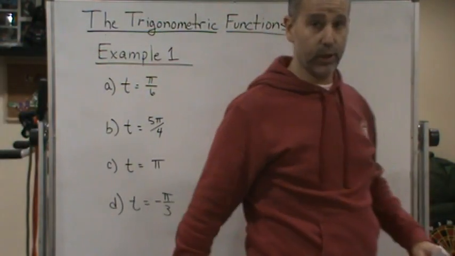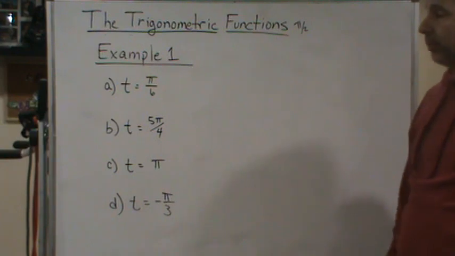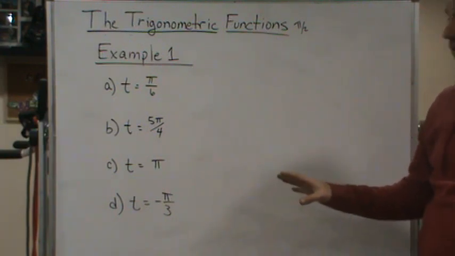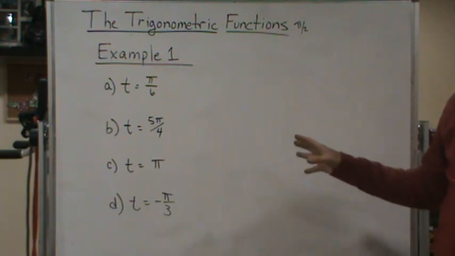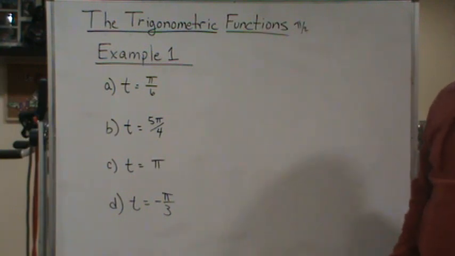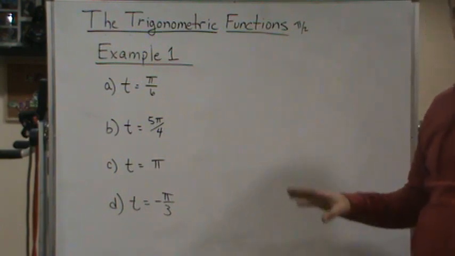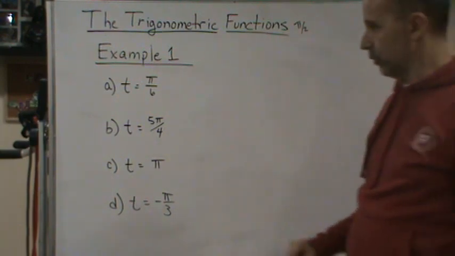Okay, welcome back. Now we're going to do an example of applying what we know about the unit circle and the definition of the trig functions. For each one of these parts, we're going to write out and evaluate each of the trig functions. So we'll start with A.